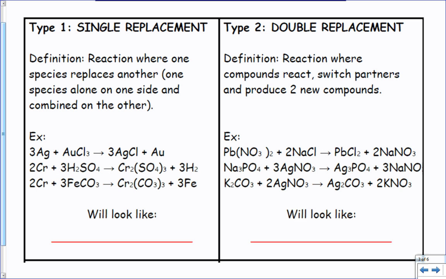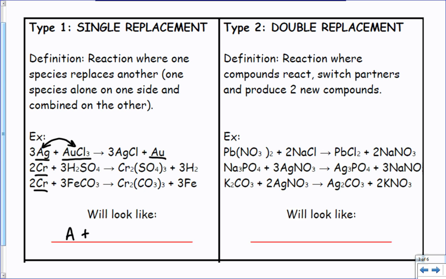Definition is there. Some examples. And you will see that generally there is a single element on the reactant side. There's a key with a compound on the reactant side. And we'll notice in this particular case, the silver and the gold are just switching. So now gold is by itself and not silver. So that is a single replacement reaction. It will look like this.